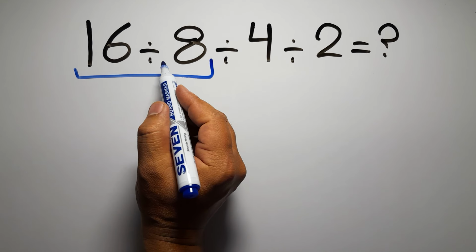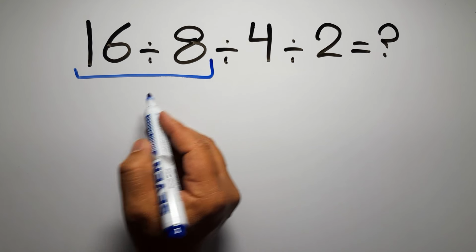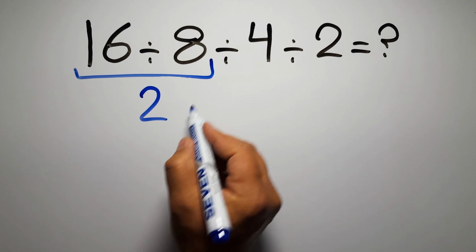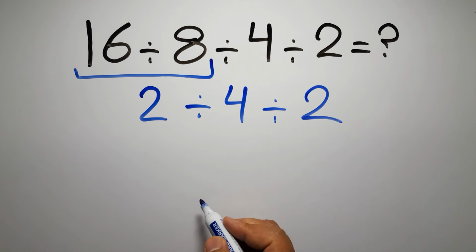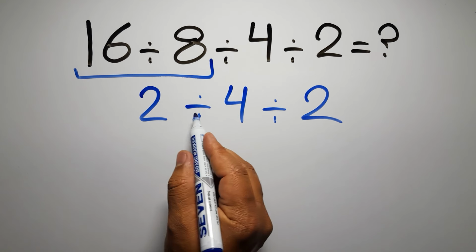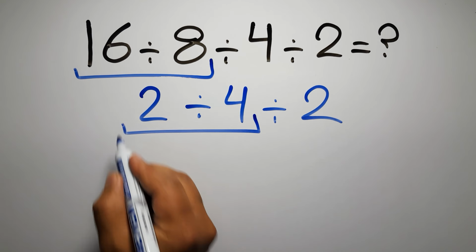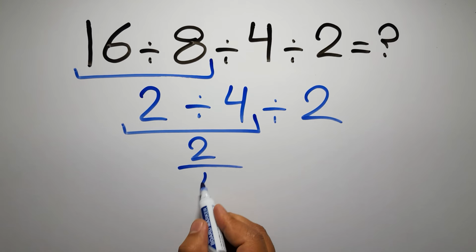So first this division, 16 divided by 8 is just 2. So 2 divided by 4 and again divided by 2. Now we have to do this division. 2 divided by 4 can be written as 2 over 4.